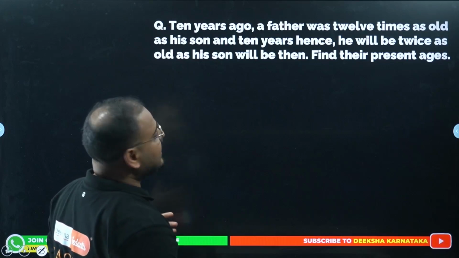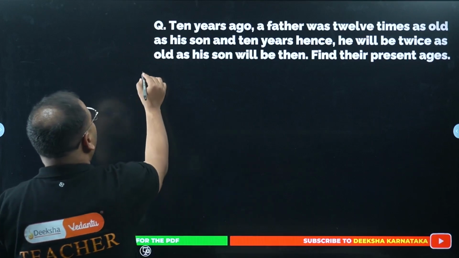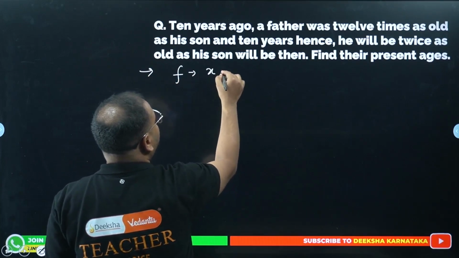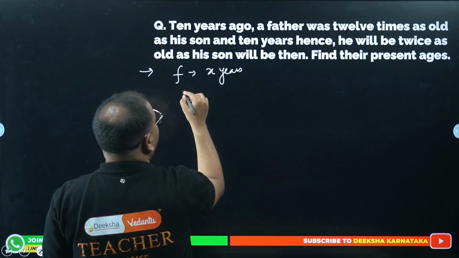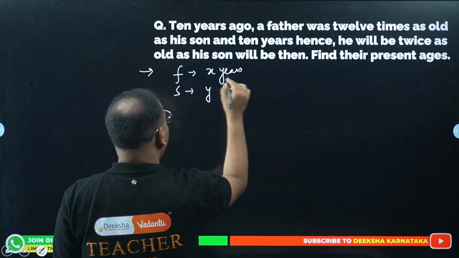Okay, so father's age and son's age is involved. Let's make the assumption first. So let's do whatever we can do first. So father's age, let's take it to be x years, and son's age, take it to be y years. Now we read the question.